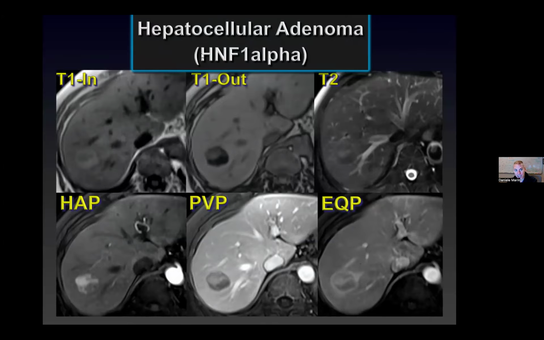This is a classic HNF1 alpha mutated adenoma. Again, you can see on the in-phase and opposed phase images, there is a substantial drop of signal intensity of the lesion on the opposed phase images, consistent with intralesional fat. On the post-contrast images, you can see the classic arterial enhancement of hepatic adenomas, and no definitive washout. It's basically the lesion is becoming isointense, just like FNH on the portal venous phase and equilibrium phase.